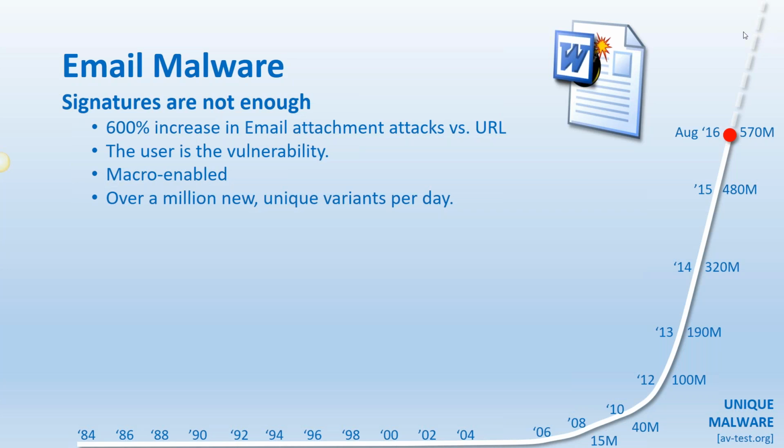with millions and millions of unique variants of malware being sent to users using SaaS applications. 600% increase in email attachment malware attacks versus URL just in the last couple of years, now up to 570 million and counting unique variants. So this is a very striking slide, and somebody in a position such as yours should be very aware of this.